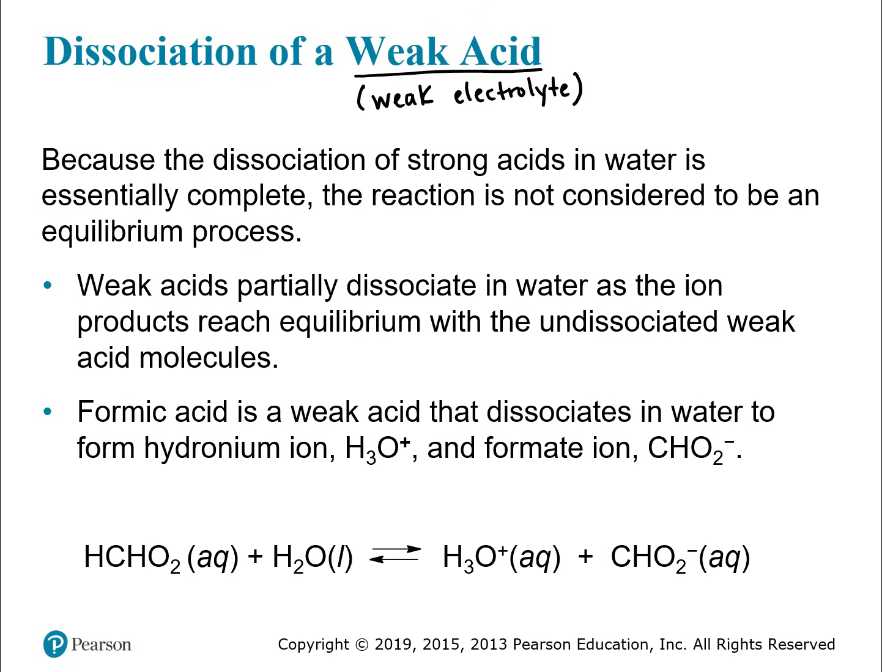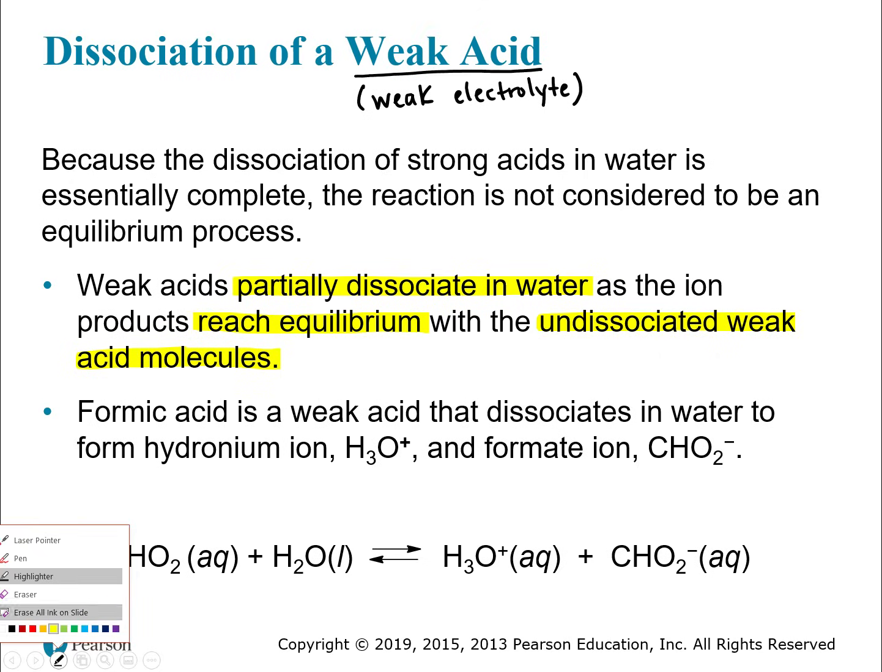So strong acids we talked about in chapter 9 as well. Those fully dissociate, those are like strong electrolytes. What we're focusing on is the weak ones. And the weak acids, there's an equilibrium process when they dissociate. They partially dissociate in water. They reach an equilibrium with undissociated weak acid molecules, okay?